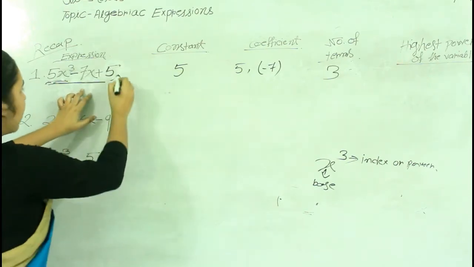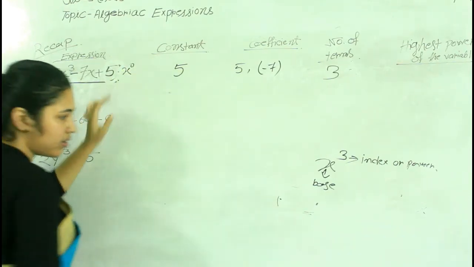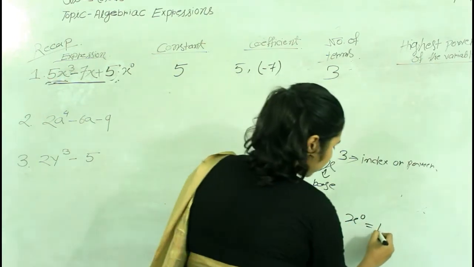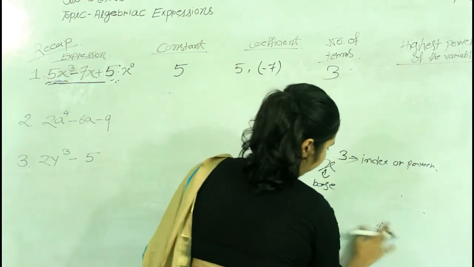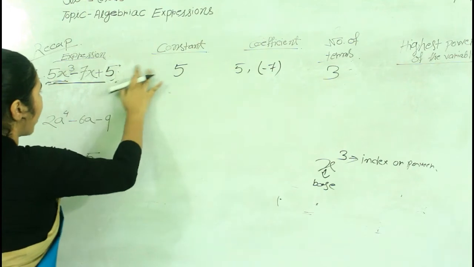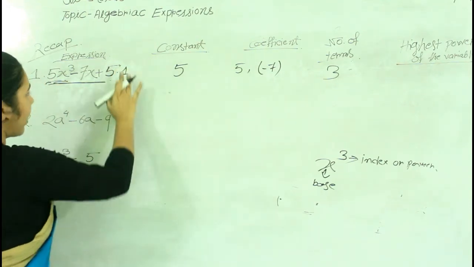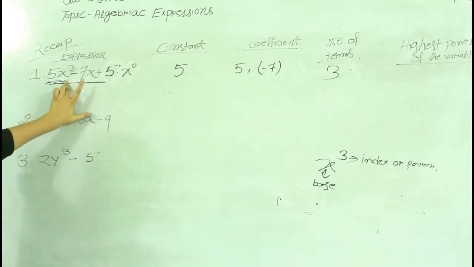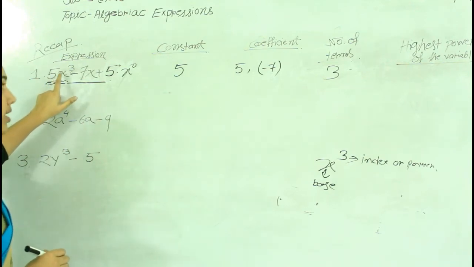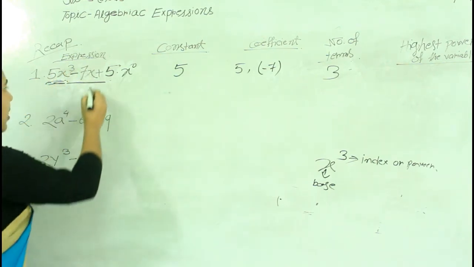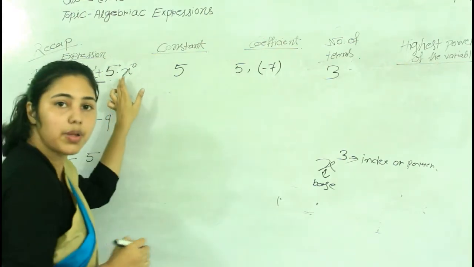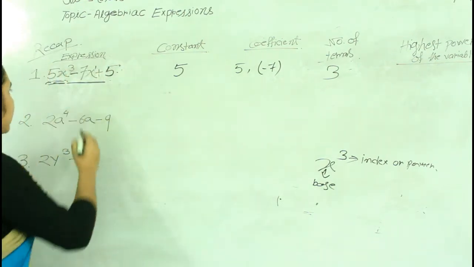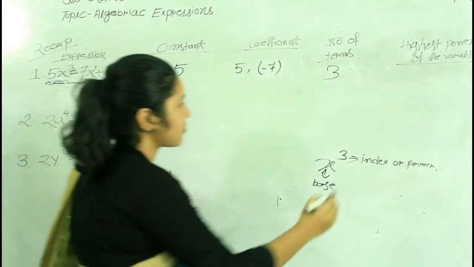Next term, here the power of x is 0, right? Because we know that any rational number with power 0, the value is 1. So we can write 5 into 1, and in place of 1 we can write x to the power 0, which means in the first term the power of x is 3, in the second term the power of x is 1, and in the third term the power of x is 0. So the highest power of the variable x is 3. Okay?